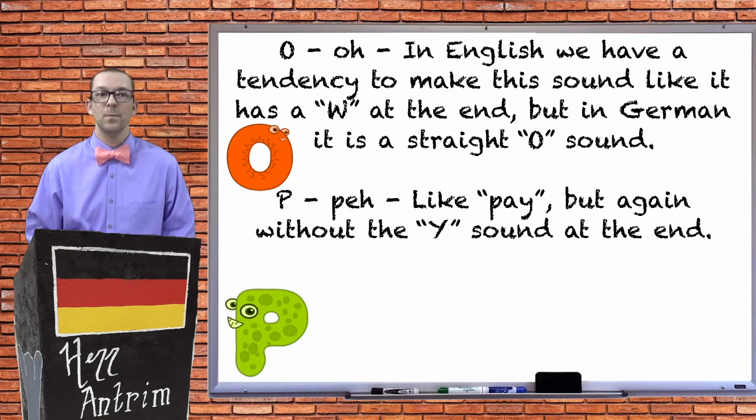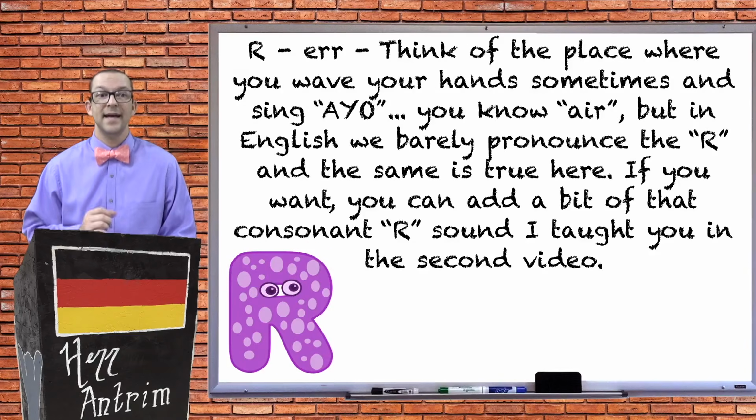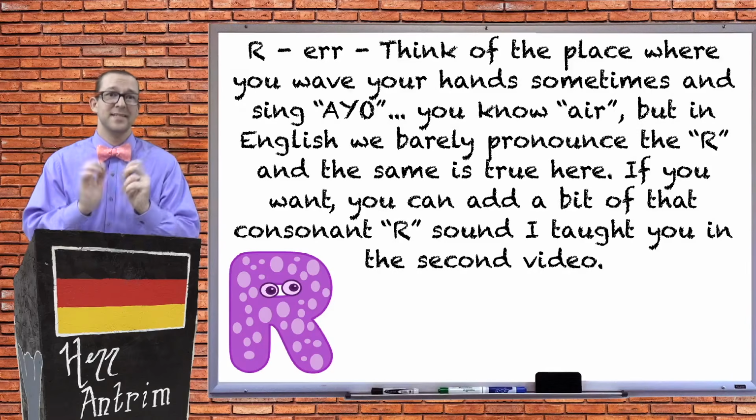Pay. Like pay, but again without that Y sound at the end. Kuh. This is also the German word for a cow. Think of the word cool and then chop off the letter L at the end. Kuh. Air.